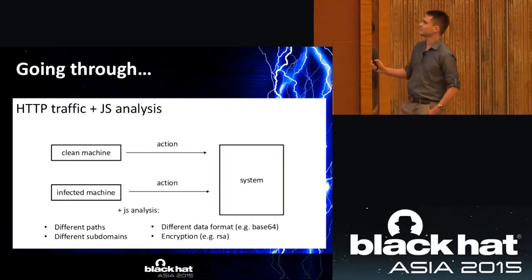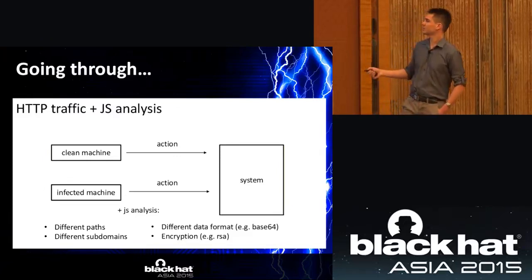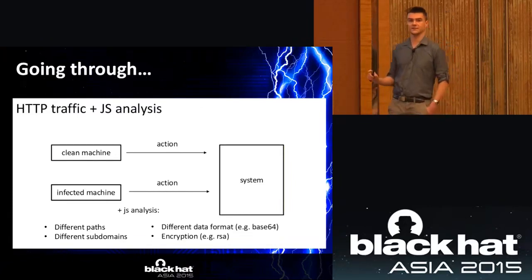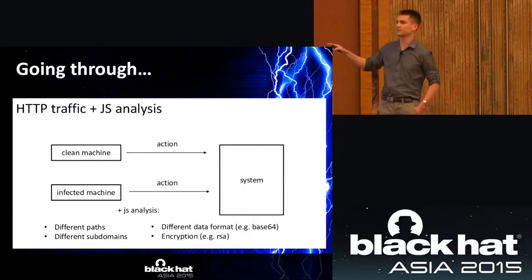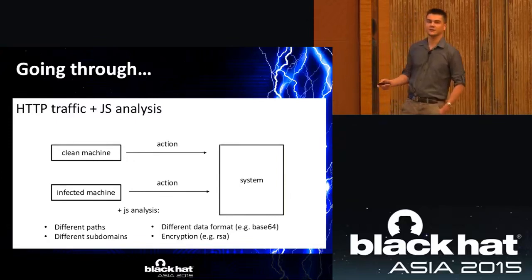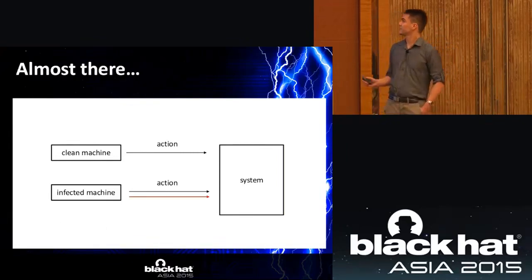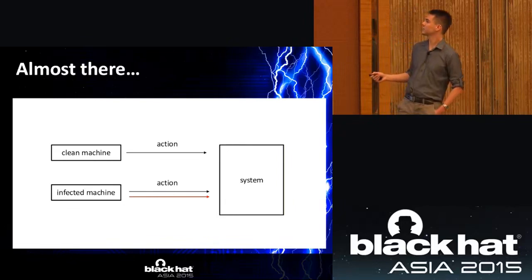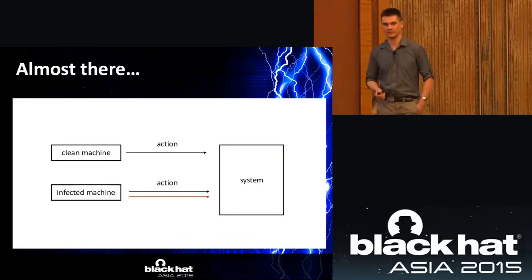So after analyzing JavaScript and HTTP traffic, we found that there is something going on. On the infected machine, there are some different paths, some different subdomains, some very strange data format, base 64, and in this base 64 we found some encryption, which was actually RSA encrypted data. The public key was in the JavaScript. And we found additional HTTP requests which were going only from infected machines, not from clean machines.